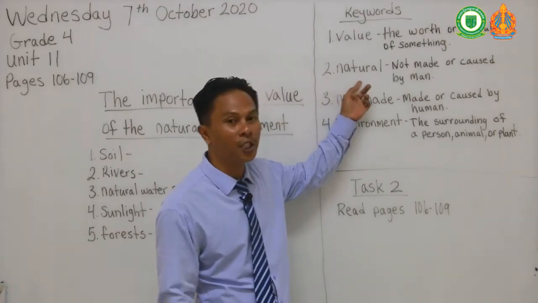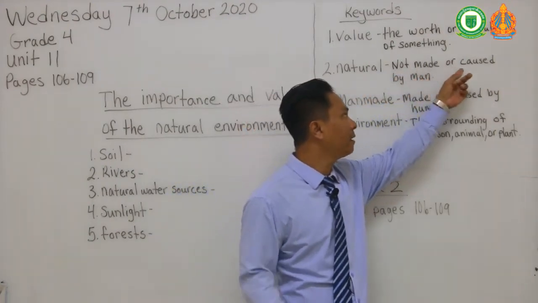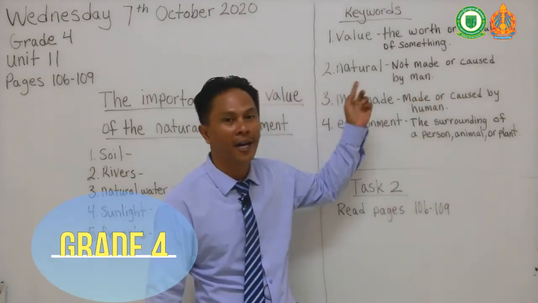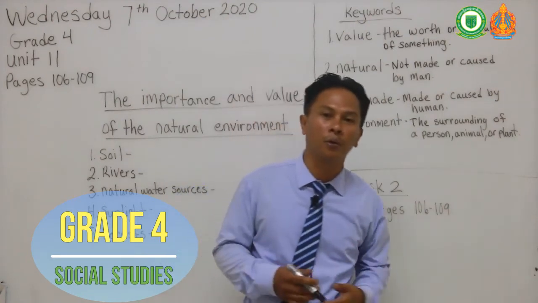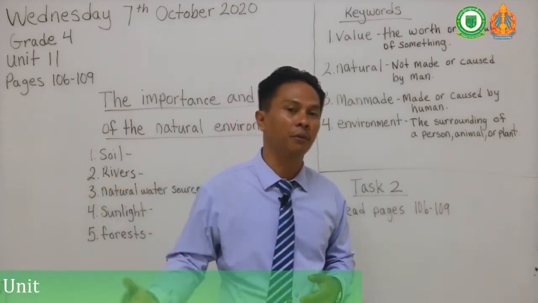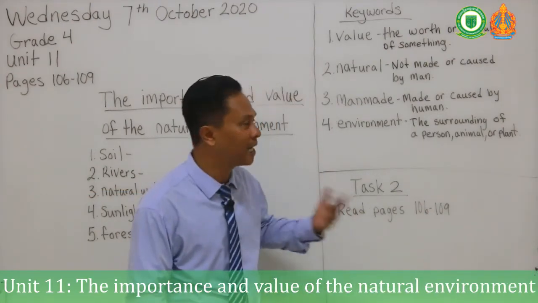And number 2, natural. Natural is not man-made, or it's not made or caused by man. So in other words, natural, us people, humans, we cannot make stuff like that. For example, the ocean, we cannot make stuff like that. Okay, it comes naturally, it's natural.